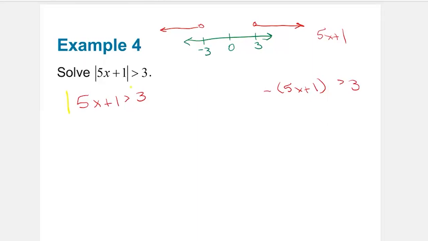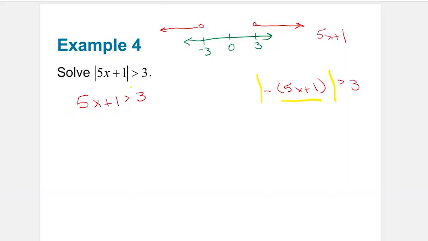If I were to put an absolute value around them, well, I really have the same thing because first I'm going to evaluate 5x plus 1. Here it's going to be a positive number. Over here it's going to be a positive number. And over here it's going to be a negative number. But once I take the absolute value, it turns positive as well. So that's why we have it like that.